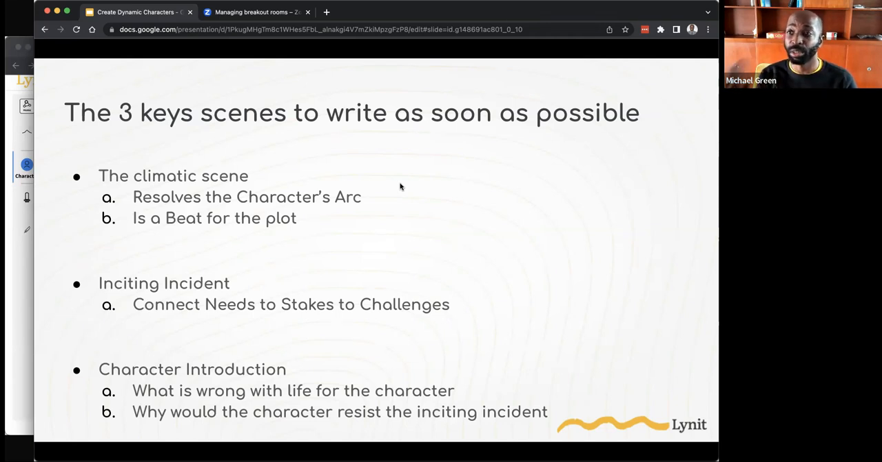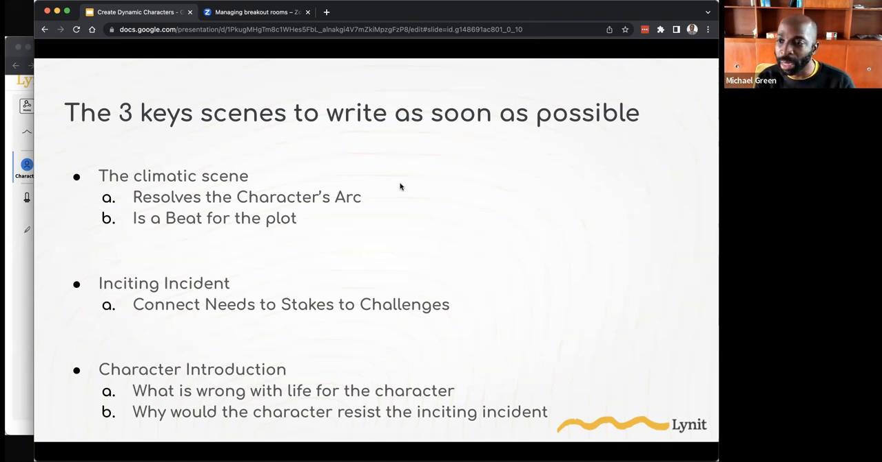But as you figure out your character, this introduction is really how you lay the groundwork for all the layers of their needs and their stakes and their challenges. And you can capture it here. And so the two things you try to really capture are, first, what is wrong with life for the character, right? What's their general issue? It's a way to help you understand their needs, right? Like, what is their life?